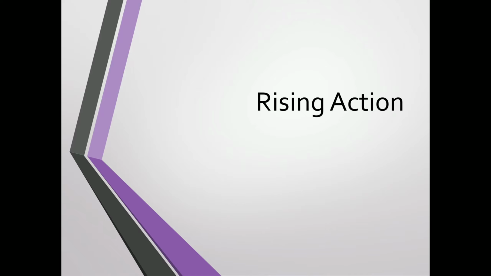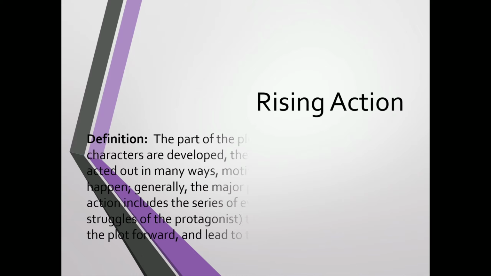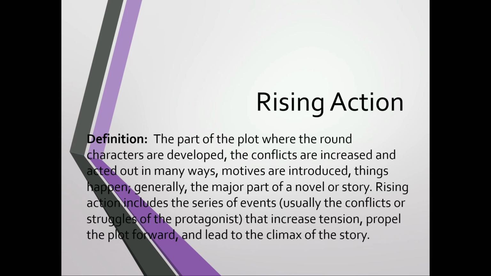Next, rising action. It is the second one. The rising action is also a very important one. It is the part of the plot where the round characters are developed. The conflicts are increased and acted out in many ways. Motives are introduced. Things happen. Generally it is the major part of a novel or a story. Rising action includes a series of events that increase the tension, propel the plot forward and lead to the climax of the story. So the rising action is a very important one.